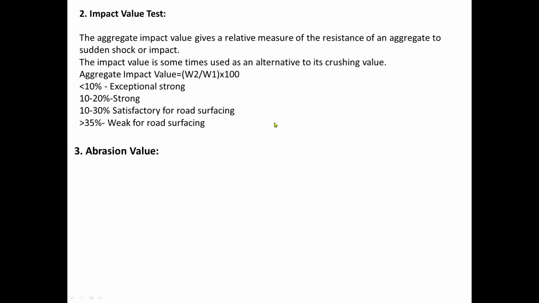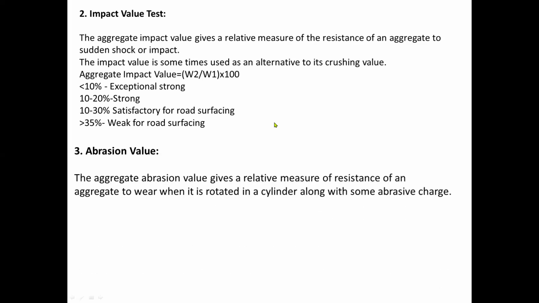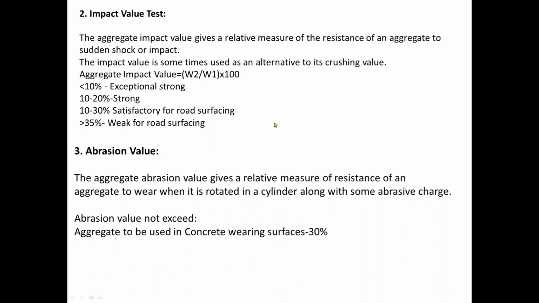And then we also have the abrasion test. So we have to determine the abrasion value. The aggregate abrasion value gives a relative measure of resistance of an aggregate to wear when it is rotated in a cylinder along with some abrasive charge. Abrasion value must not exceed, okay, for the first one, aggregate to be used in concrete wearing surfaces must be 30%. Aggregate to be used in other concrete must be 50%.